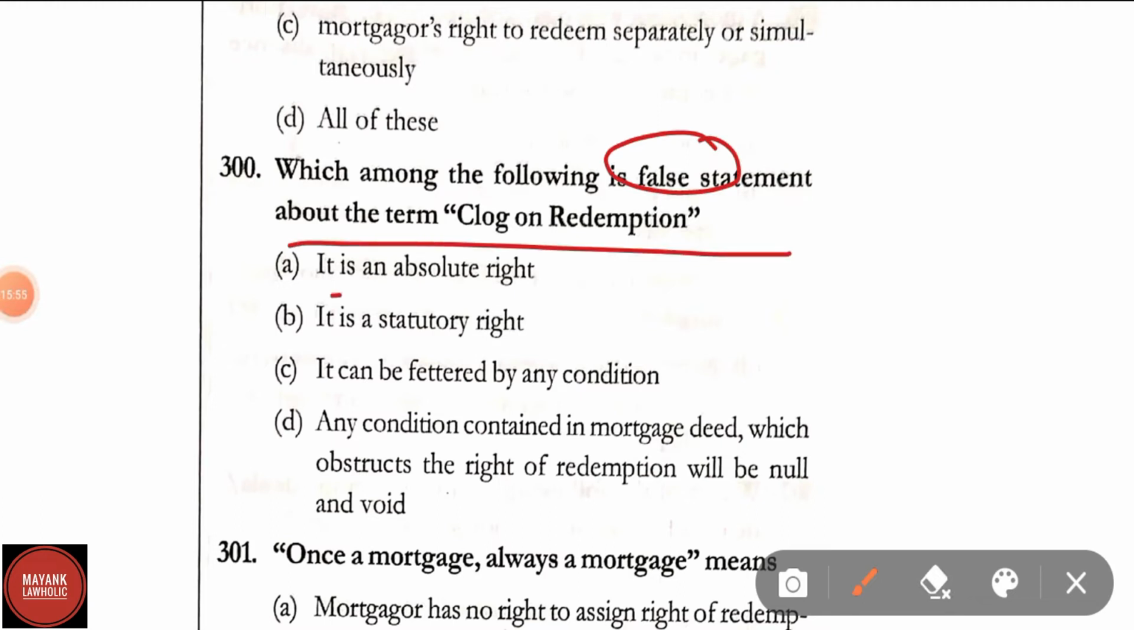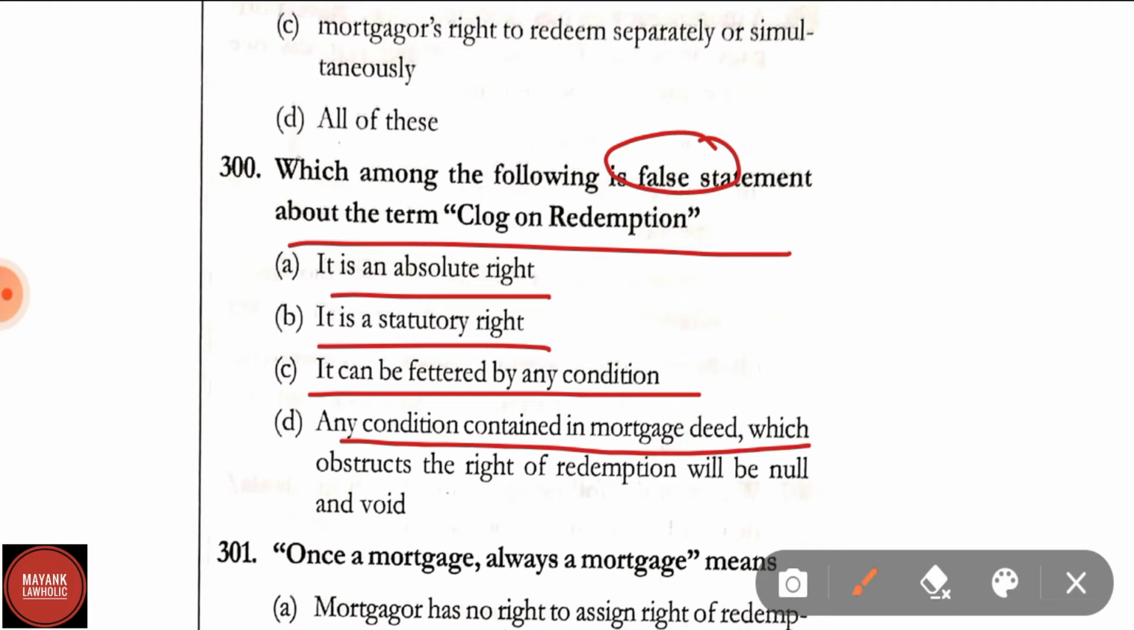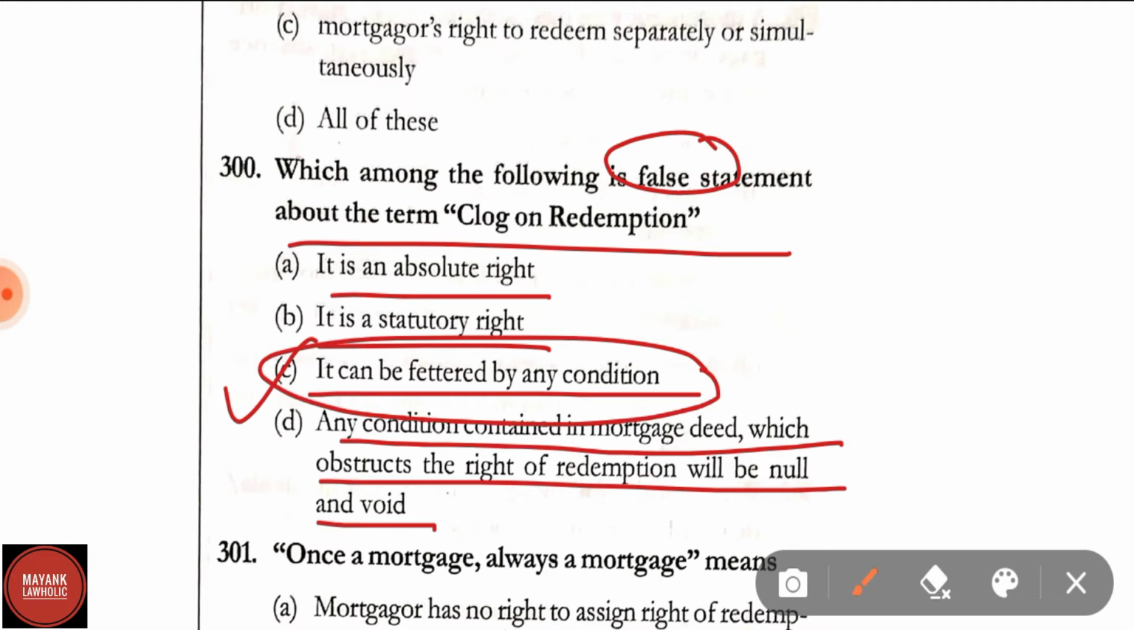Options are: it is an absolute right; it is a statutory right; it can be fettered by any condition; and option D, any condition contained in the mortgage deed which obstructs the right of redemption will be null and void. Here it has been asked which of the following is a false statement about the term clause of redemption. Therefore option C is the right answer. It can be fettered by any condition is a false statement regarding clause on redemption.